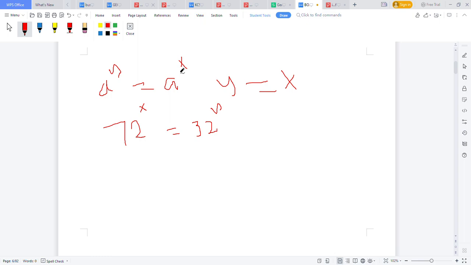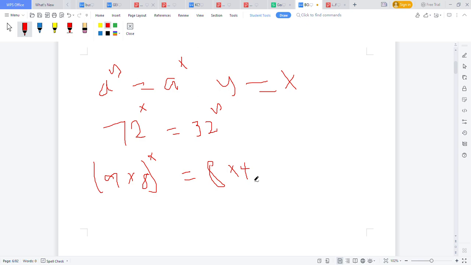The first thing you're supposed to know, 72 is the same as 9 times 8, but all of this is raised to power x. 32 is the same as 8 times 4.